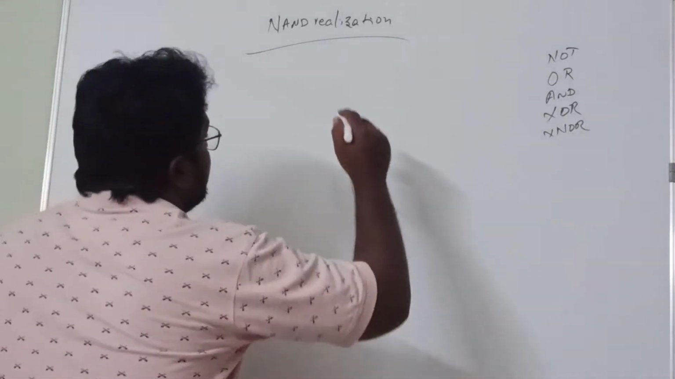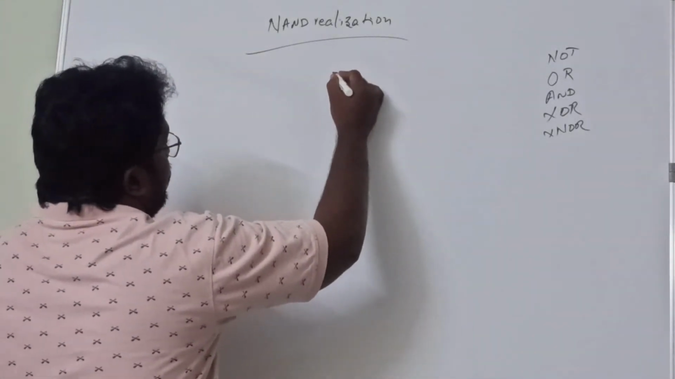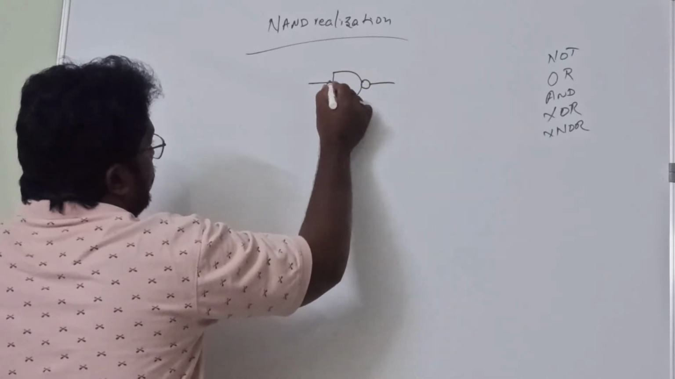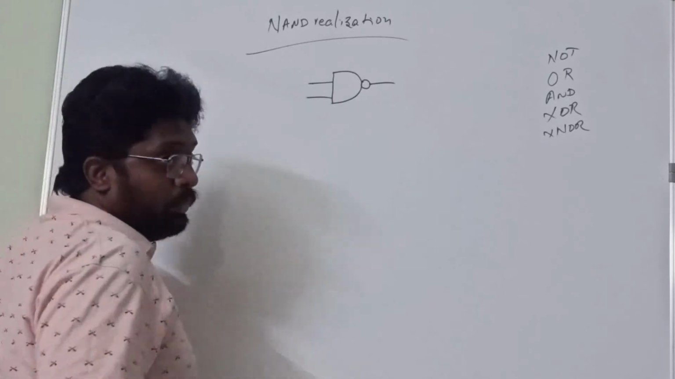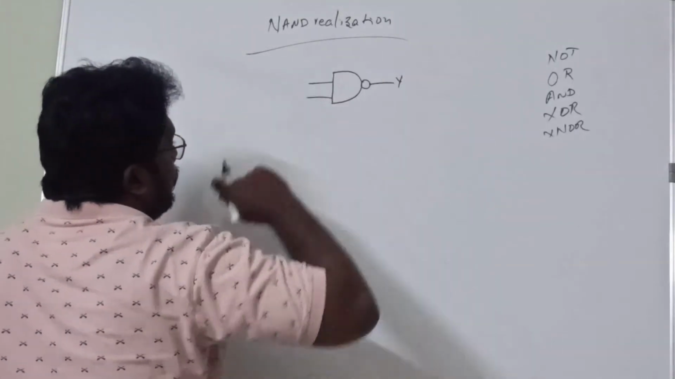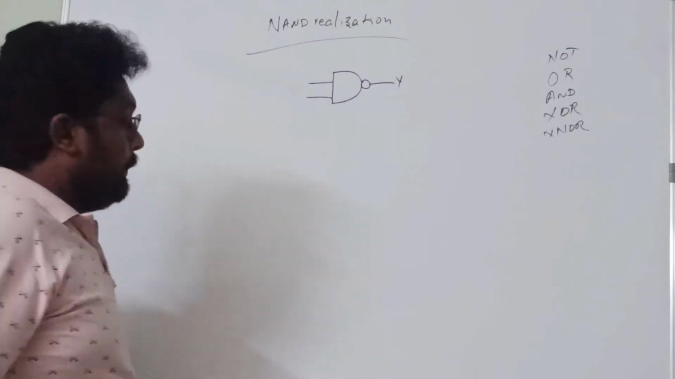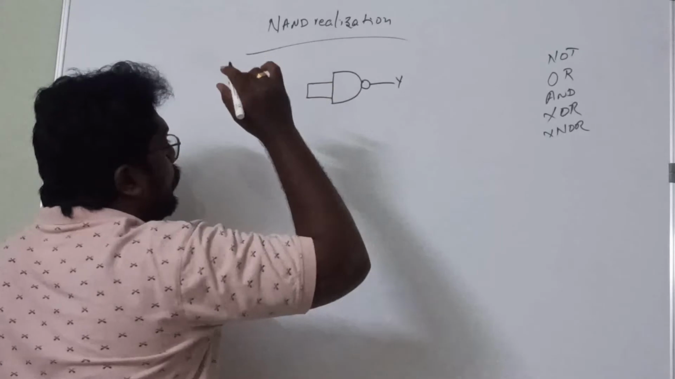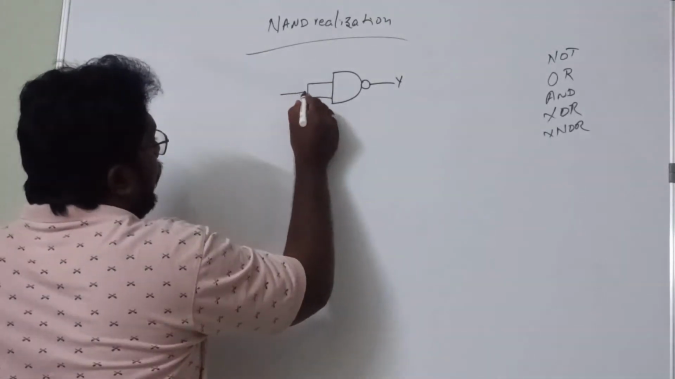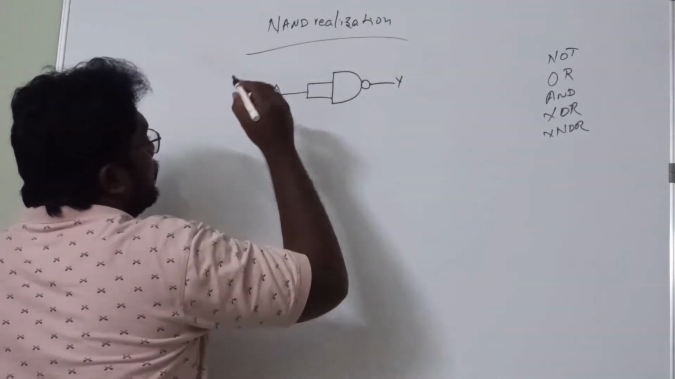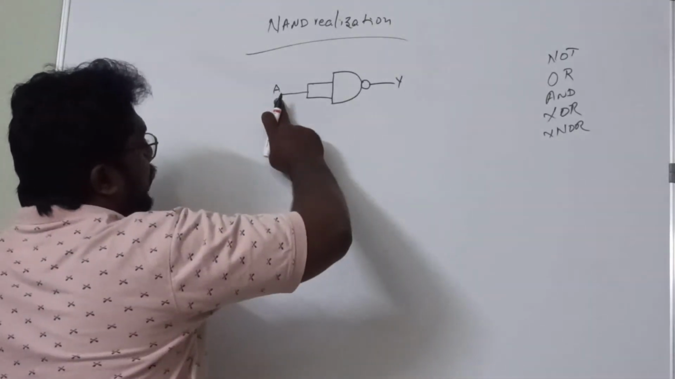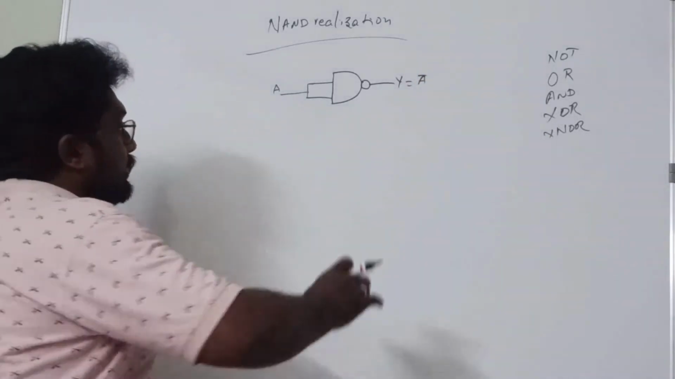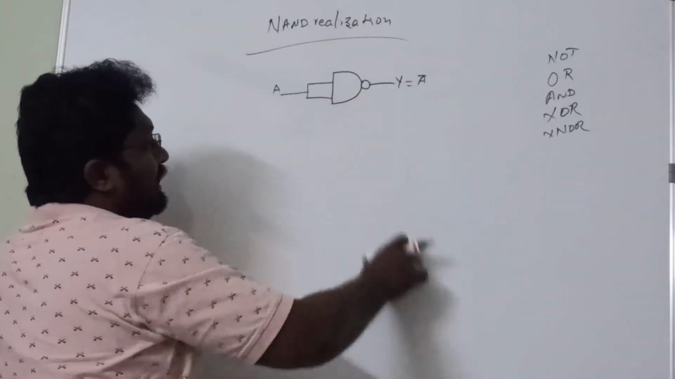The first one is the NOT gate. The NAND gate is represented like this with two inputs and one output Y. Here I am combining both the inputs, and giving the input as A. So the output I am getting is Y is equal to A complement. This is how we can represent a NAND gate as a NOT gate.